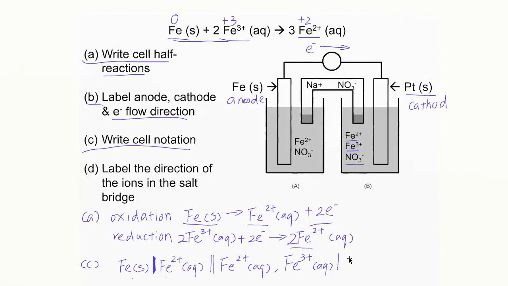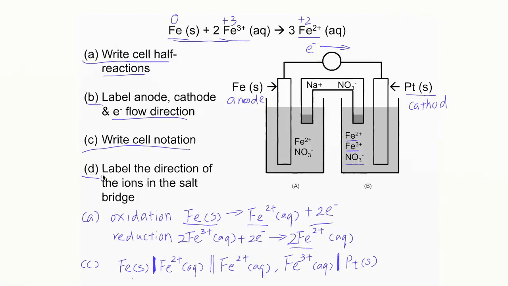Again, because the cathode is a solid, you use this bar to represent the different phases between the aqueous solution and the platinum solid, the cathode. All right, so this is a cell notation for this galvanic cell.